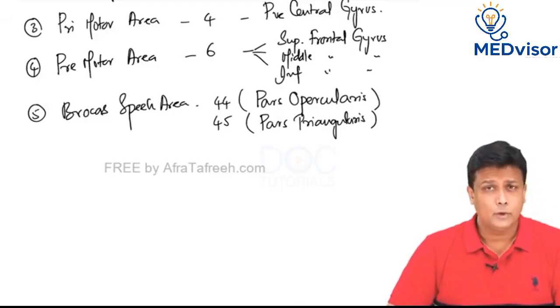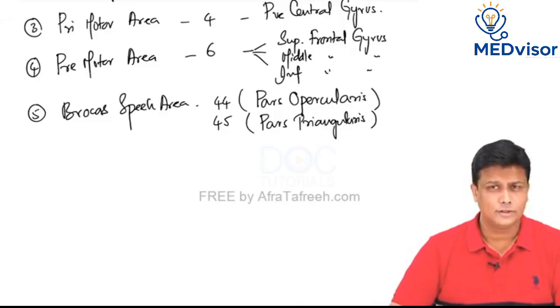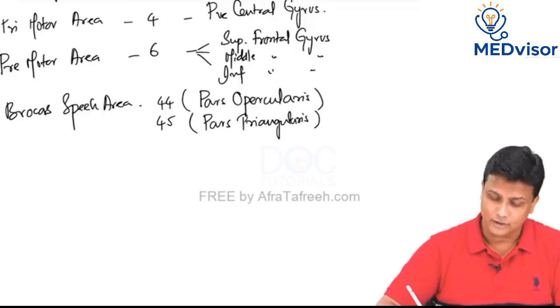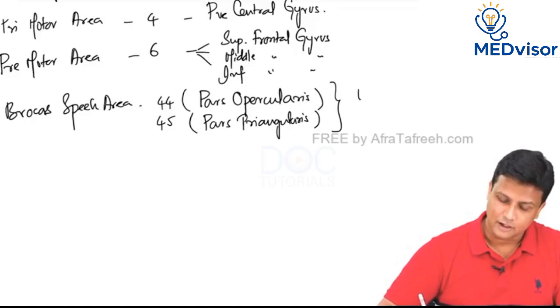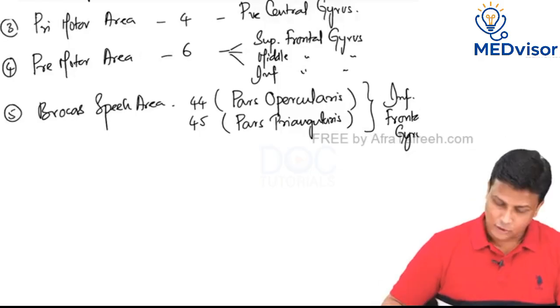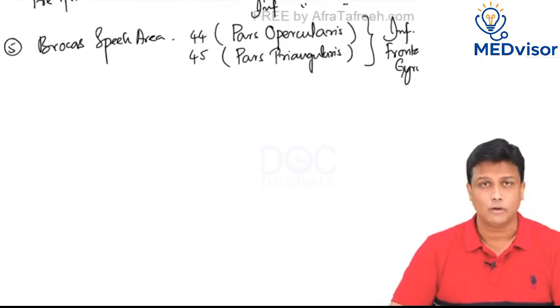By the way, where exactly do you have these two areas, sir? 44, 45, the pars opercularis and pars triangularis that I am telling you, where are they located? In which frontal gyrus? They are located in the inferior frontal gyrus. Inferior frontal gyrus only.